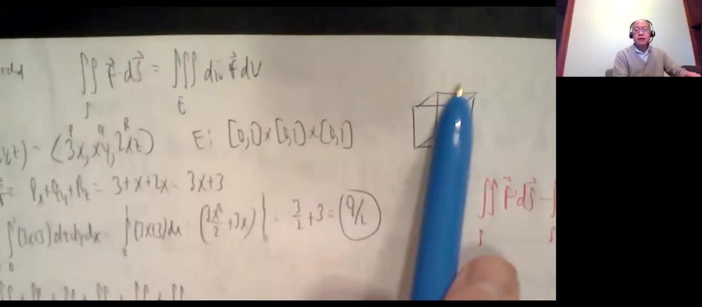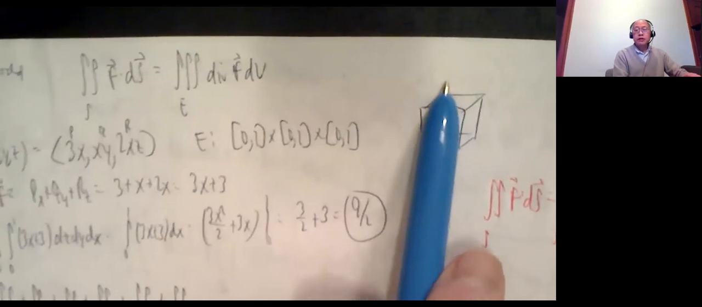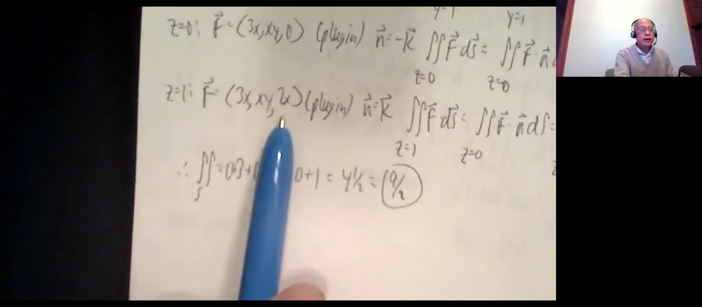Okay, top, z equals 1. Top unit normal is k, right? So plugging in, 3x, xy, 2x. How do I get that? I plug in z as 1. That stays the same. That stays the same. 2x times 1 is 2x. And unit normal is k.